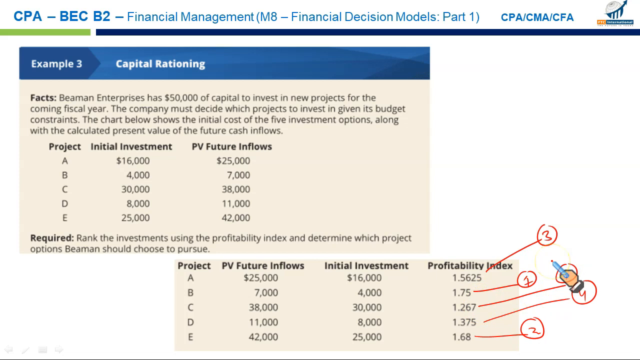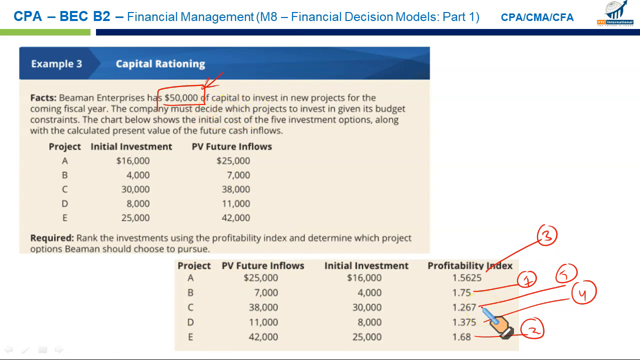So this is the second step. Calculate the profitability index, first step. Then you rank according to the profitability index. In the third step, you need to see what is the total amount available. We have just $50,000. Then we need to see how we can combine these projects so as we can take on all these projects within the funds, and at the same time we get the highest NPV.